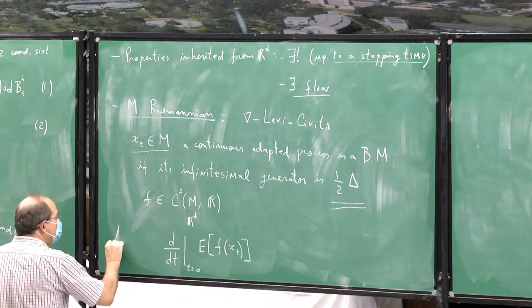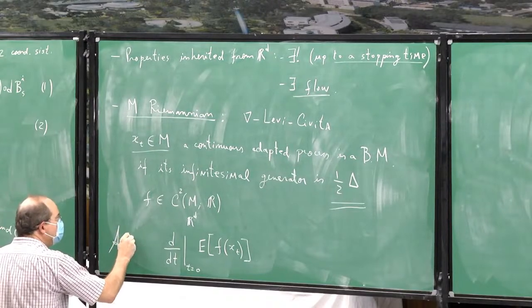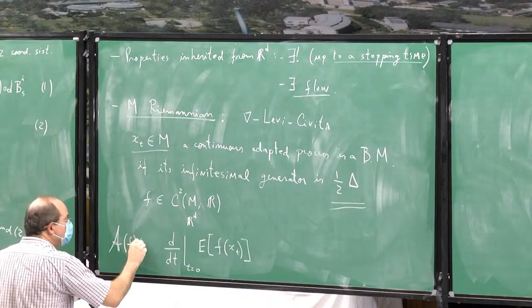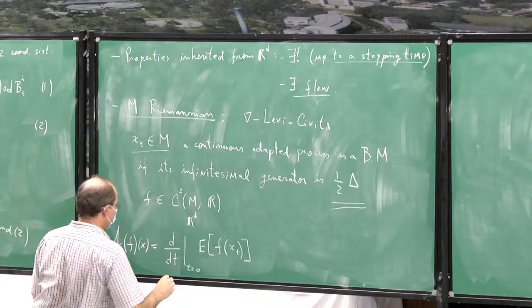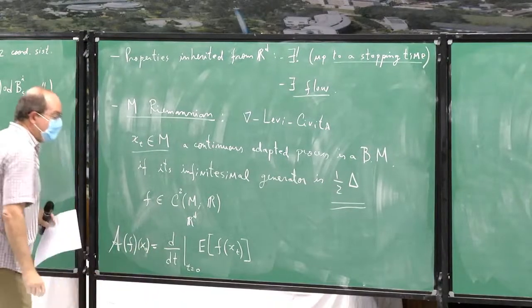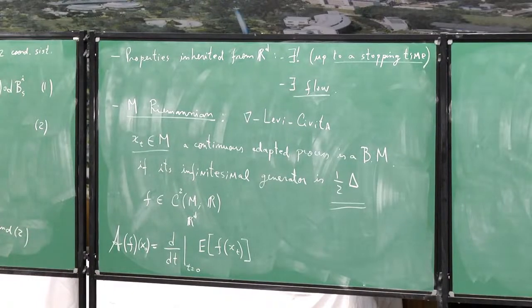The infinitesimal generator, called calligraphic A, of F at a point X equals this. X here means the X naught, the initial condition. It means the very starting behavior of the solution of the stochastic differential equation.